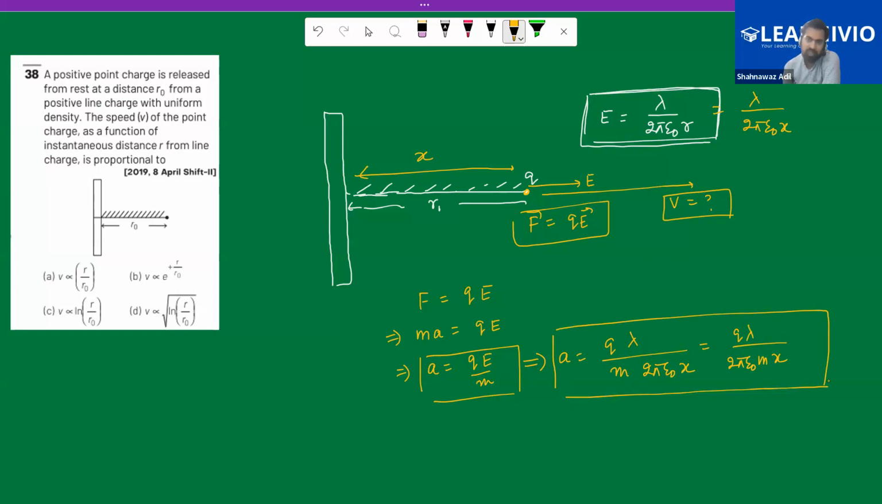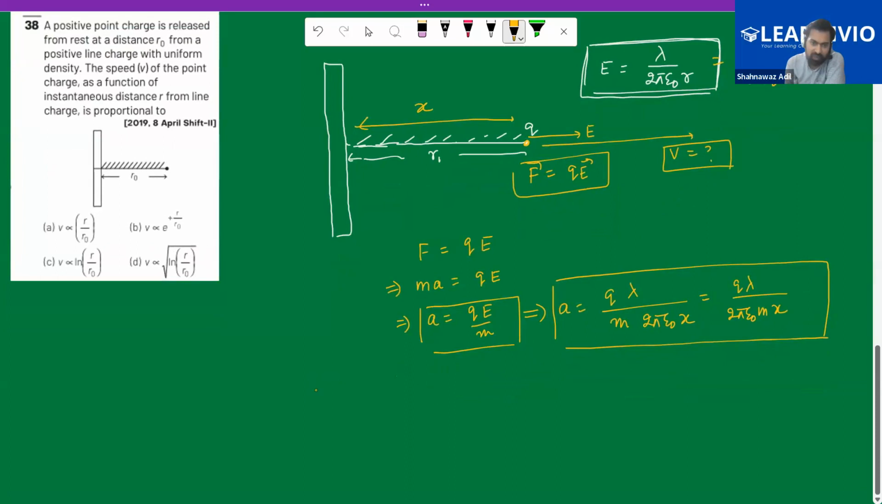Yes, sir. So what kind of acceleration is this one? This is uniform acceleration or this is variable acceleration? Can you tell me about that? What kind of acceleration is that? Variable acceleration. Variable acceleration, good. And the goal is to find out velocity. Final velocity we have to find out.